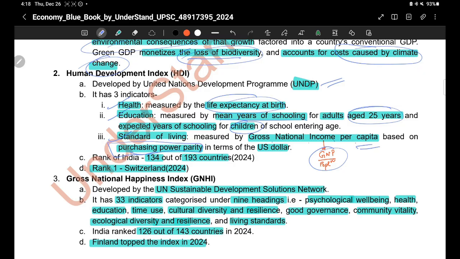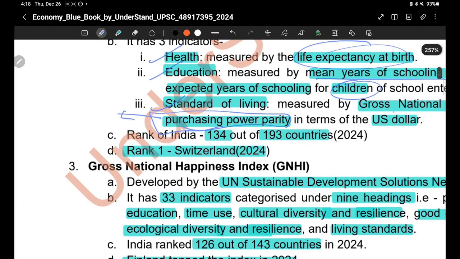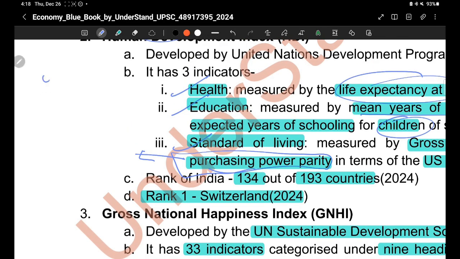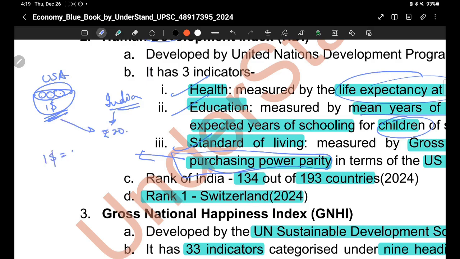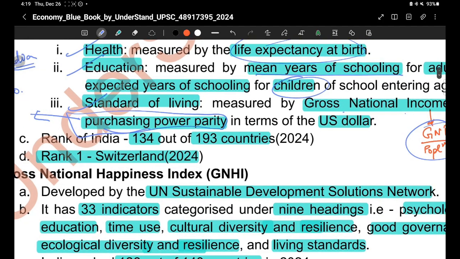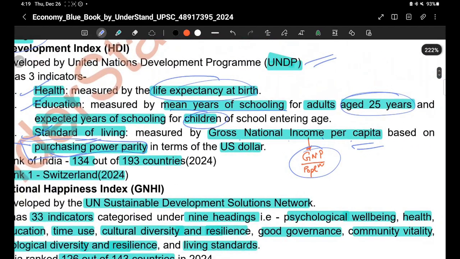Now, what is this purchasing power parity? It is nothing but the amount of money in rupees needed in India to buy the same consumption basket available for $1 in US. Let's say in USA, one basket of goods consists of, for example, an apple, an orange, and a banana. Now, let's say this entire basket is worth $1 in US. In India, the same basket of apple, orange, and banana will be worth, let's say, 20 rupees. So we can say that $1 is equal to 20 rupees. This is the purchasing power parity. For the same fixed basket, we are trying to see how much it costs in India. That is PPP in terms of US dollar. So we measure the standard of living in terms of that.